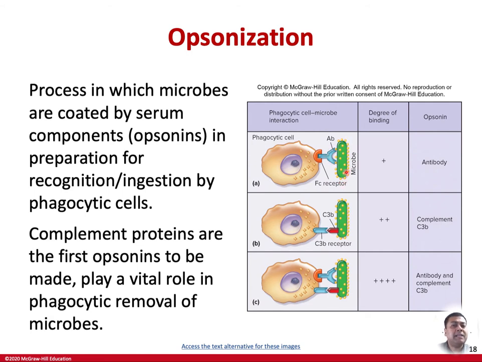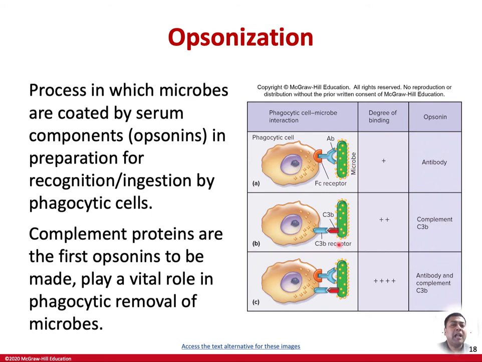But if an antibody finds a microbe, it binds onto the surface, and this is the stalk, or we call this one an Fc, that can be recognized by a phagocytic cell, and this will lead to the phagocytosis of this microbe. So the degree of binding is just plus. Opsonin is antibody. That means antibody binding to the microbe enhances the rate of phagocytosis.